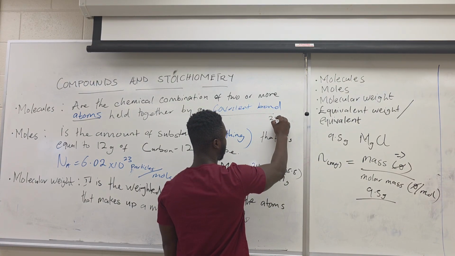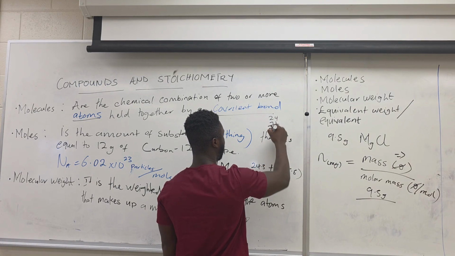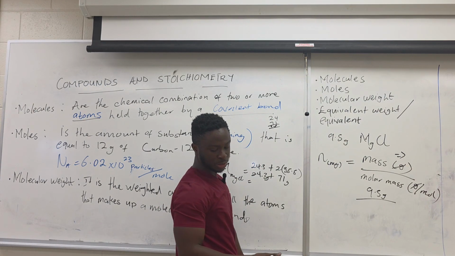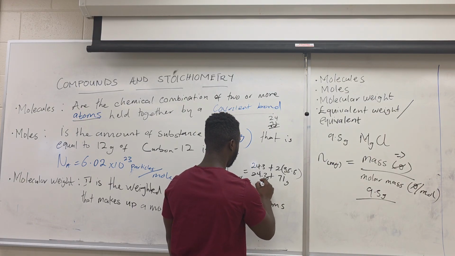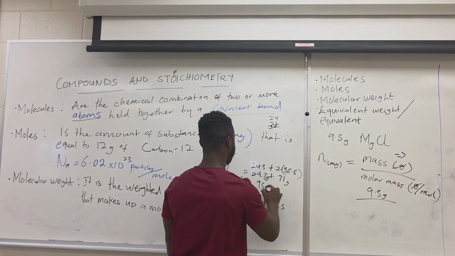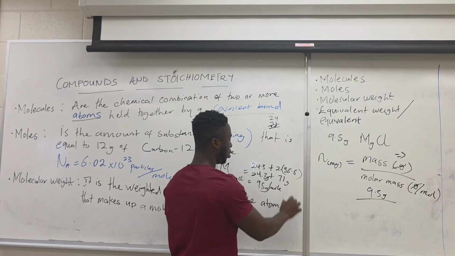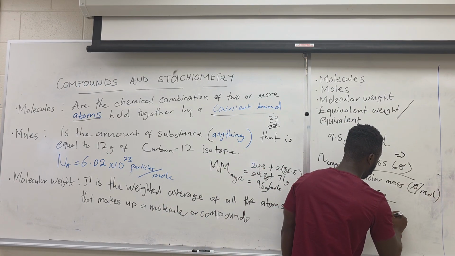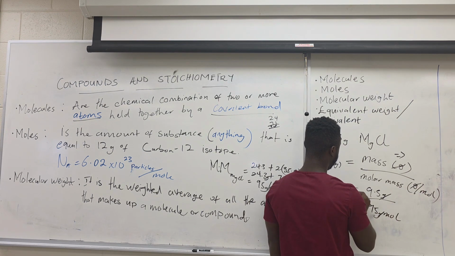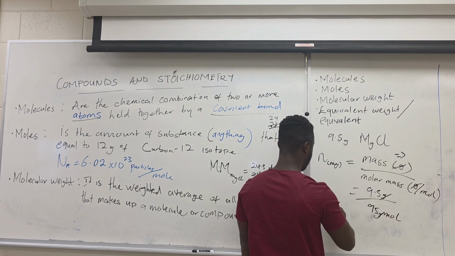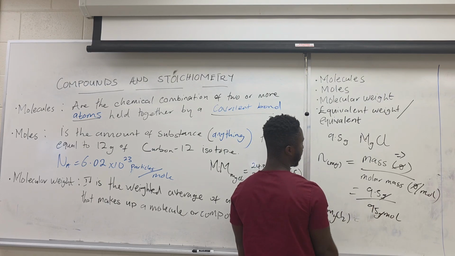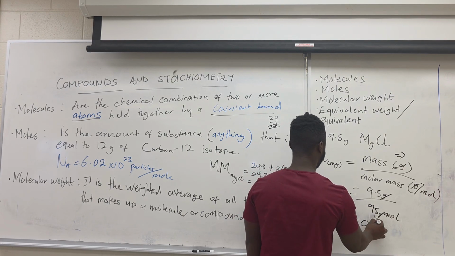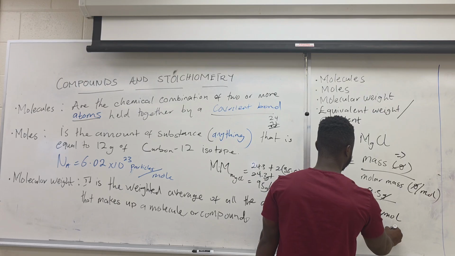24.3 plus 71 will give us 95.3, approximately 95 grams per mole. So we divide here by 95 grams per mole. The grams will cancel grams, and then n, which is the moles of magnesium chloride, will give us 9.5 divided by 95, which is 0.1 mole.